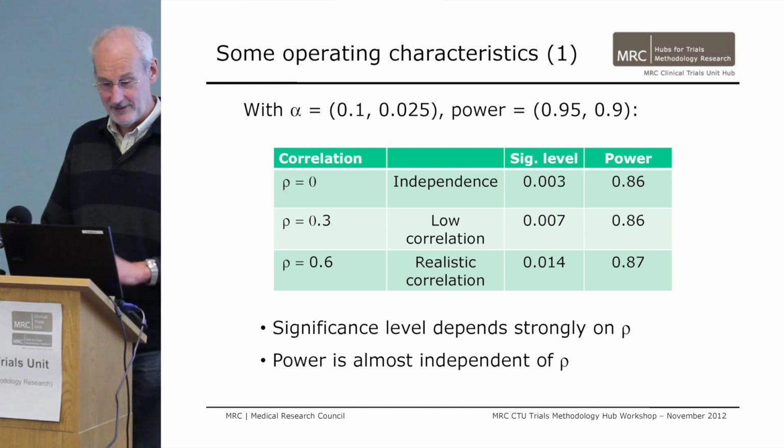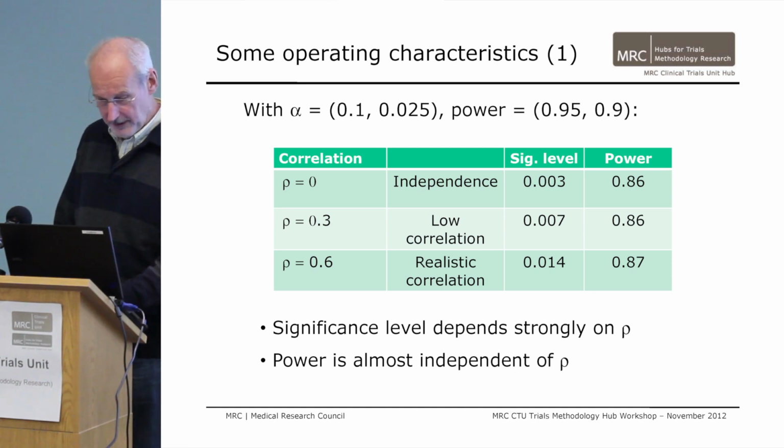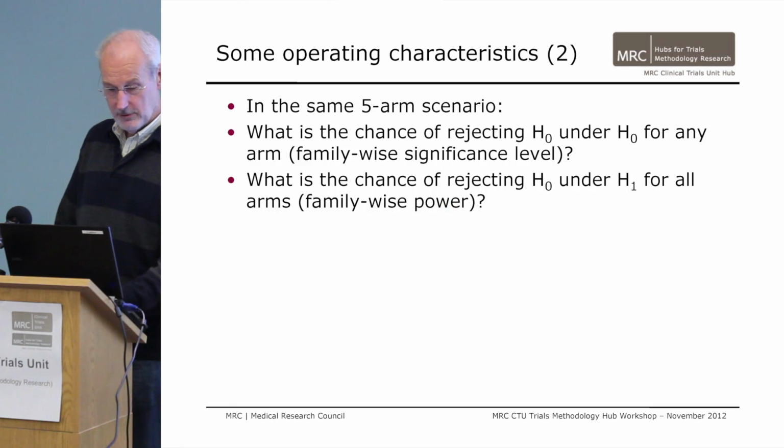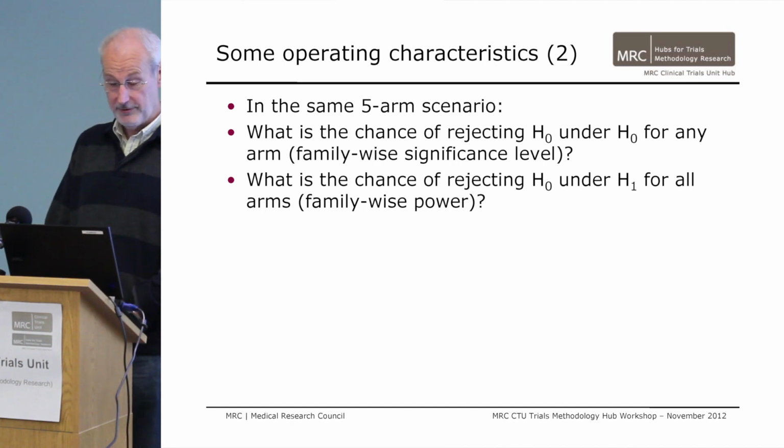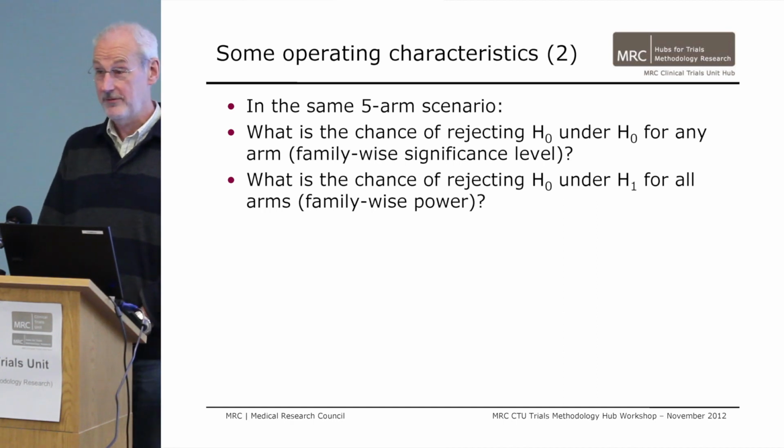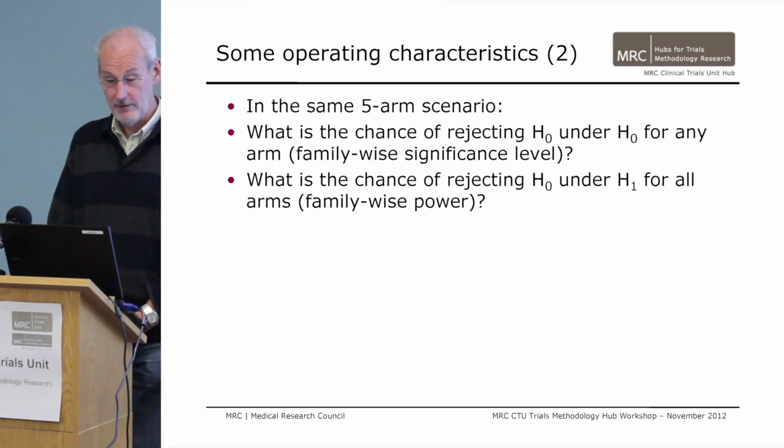Okay, so that was the pairwise situation. Now I want to also continue looking at the overall situation. What is the chance of rejecting the null hypothesis when it's true for any arm? This is a family-wise significance level. This may be more what you're thinking about.